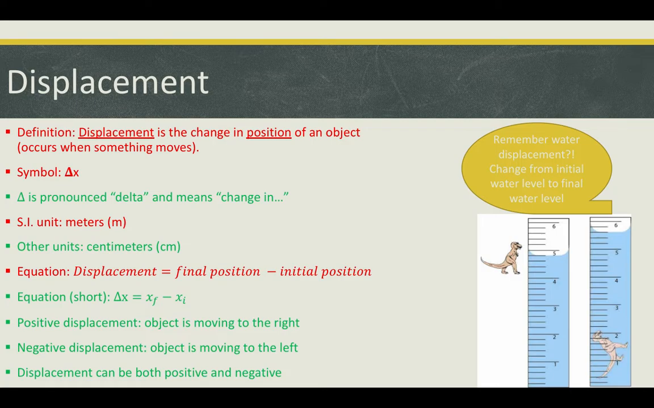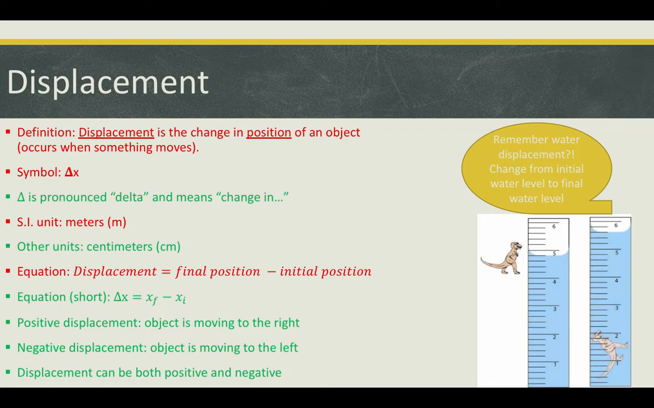So the equation for displacement is final position minus initial position, and the equation there is shown as delta X, or displacement, is equal to X sub F minus X sub I. Notice that the subscript F on the first X term in the equation stands for final, and the subscript I on the second part of the subtraction stands for initial.